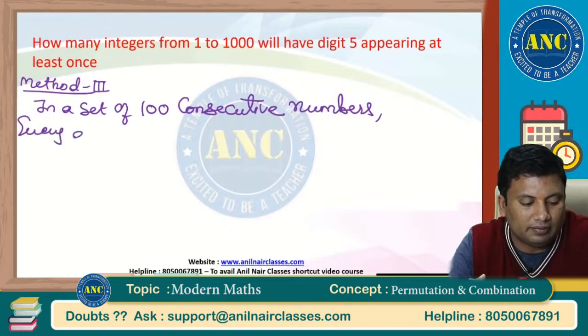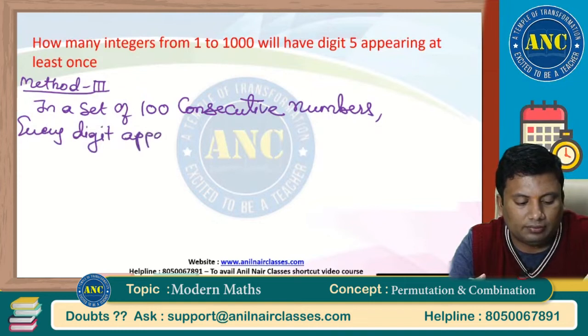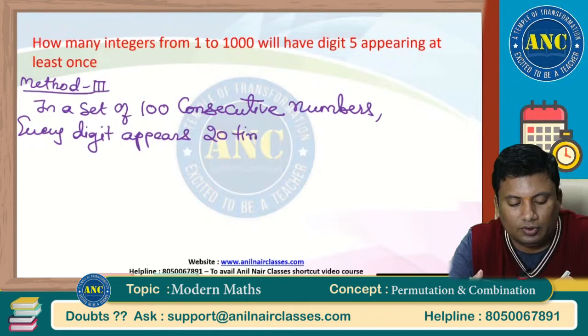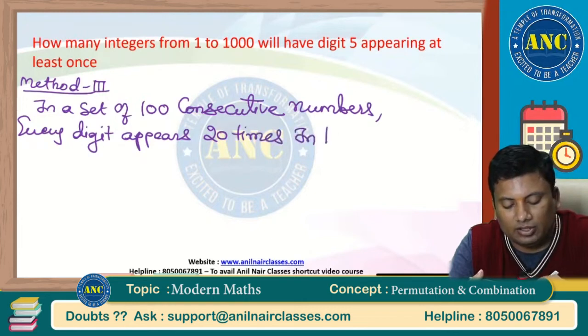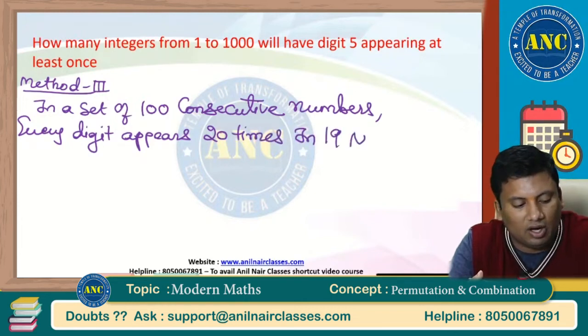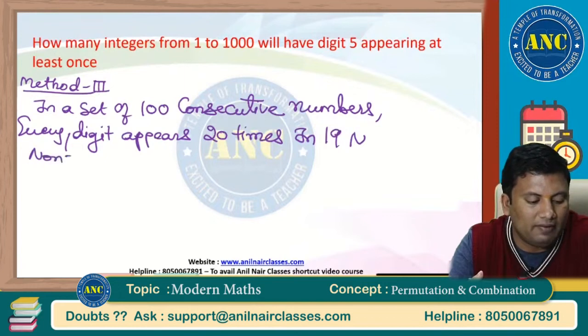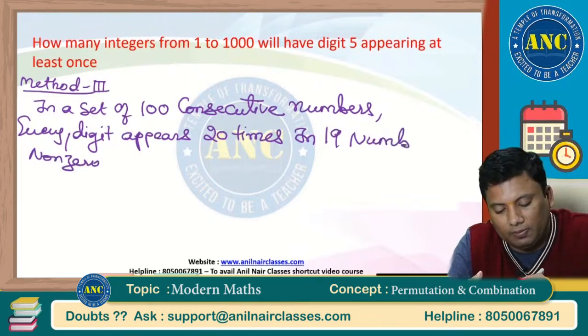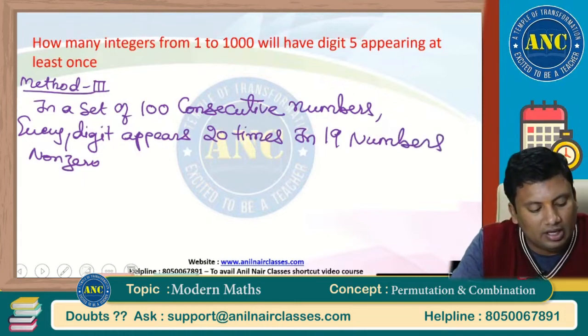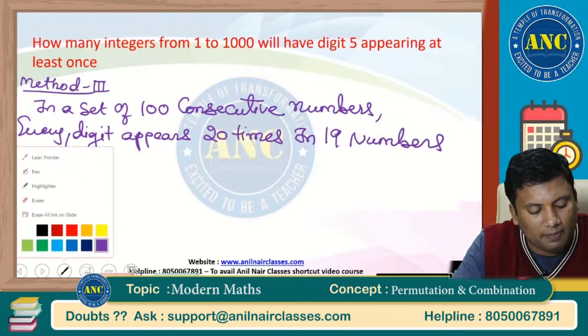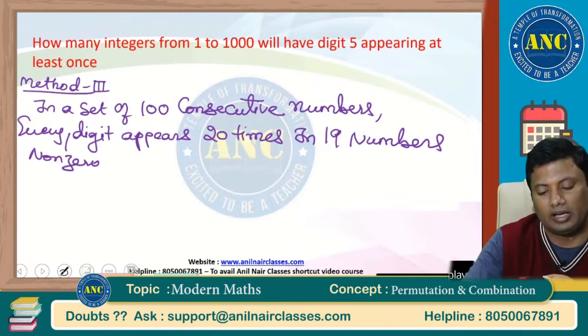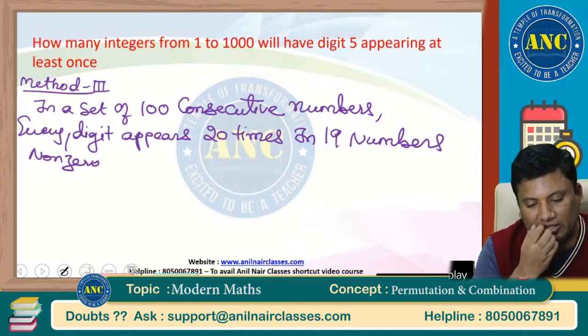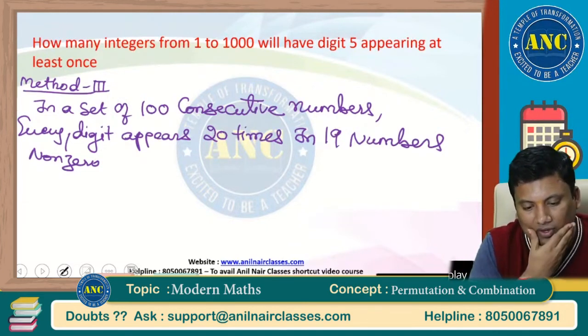every non-zero digit appears 20 times but in 19 numbers. Now see here how we will solve it.